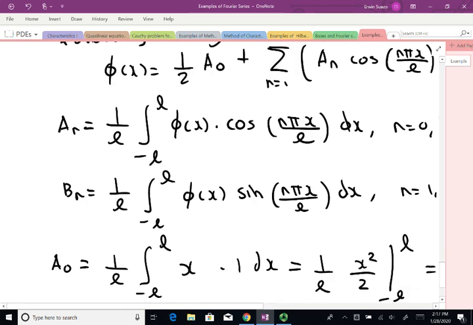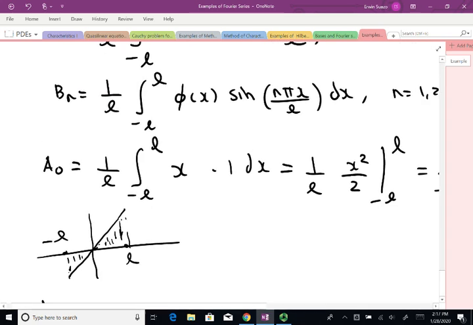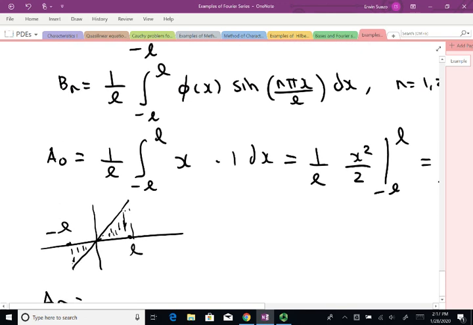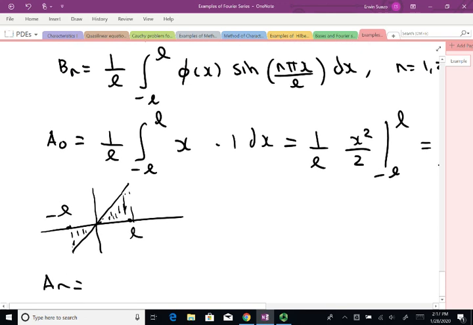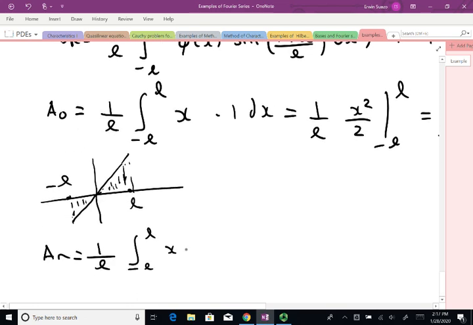Now I'm gonna do a_n. But you see, you do it so many times, you just become really fast with this. I mean, at some point it becomes boring. Okay, and that's a good feeling, it means you know what you are doing, right? So a_n is 1 over L integral between minus L and L, phi of x is x, times cosine n pi x over L dx.